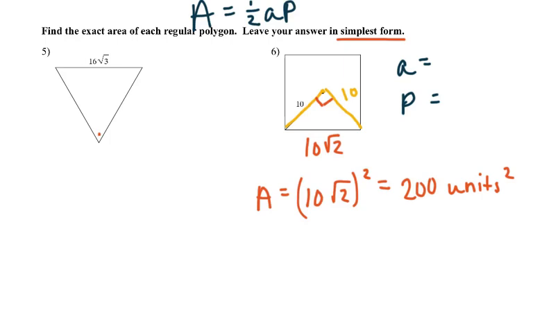and so let's go ahead and still work through that, okay? So first, though, our perimeter, if one side is 10 root 2, then 4 sides would be 40 root 2, 4 times 10 root 2. And now we can take a look at the apothem.